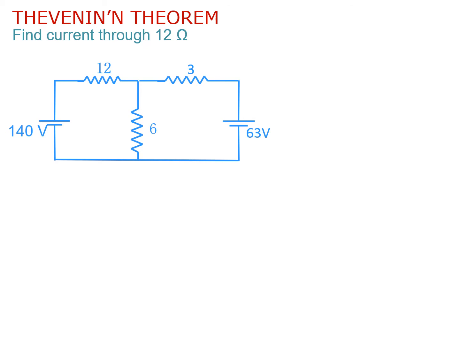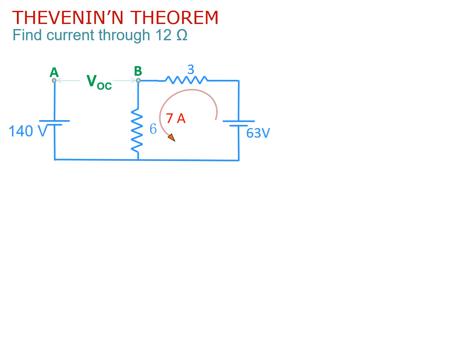Find the current through the 12 ohm resistance using Thevenin's theorem. Call the 12 ohm resistance RL. Mark the load terminals as A and B. Remove the load. Find out the open circuit voltage between A-B terminals. The current supplied by the 63 volt source in this loop will be 7 amperes, 63 by 3 plus 6.